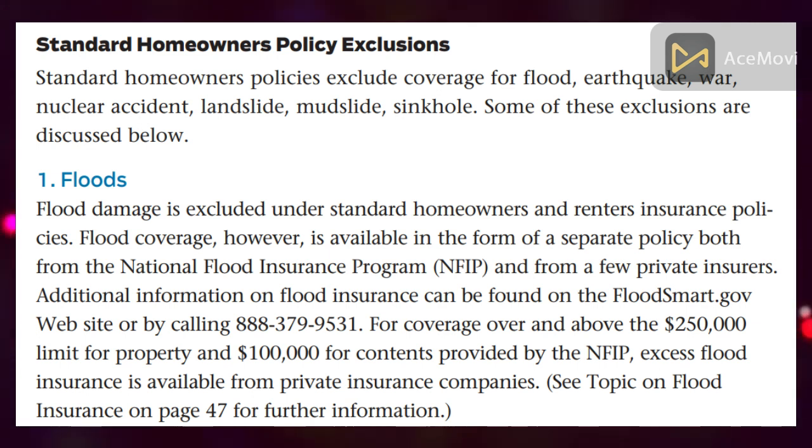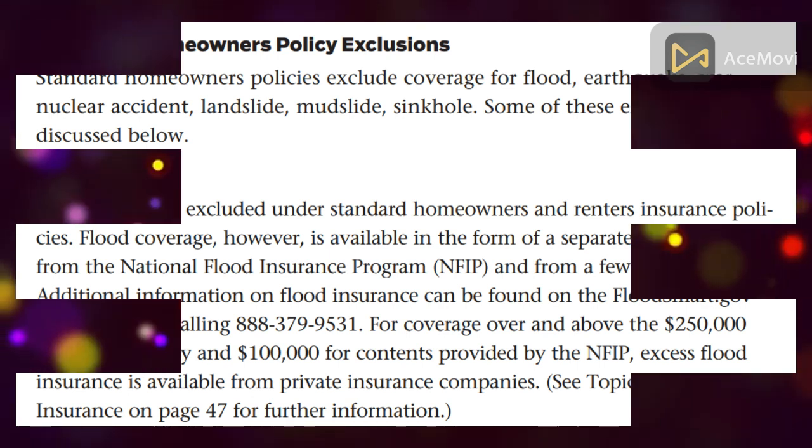Additional information on flood insurance can be found on the FloodSmart government website or by calling 888-379-9531. For coverage over and above the $250,000 limit for property and $100,000 for contents provided by the NFIP, excess flood insurance is available from private insurance companies. See topic on flood insurance on page 47 for further information.